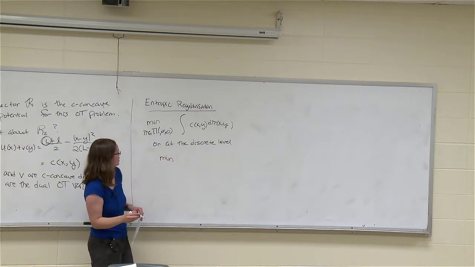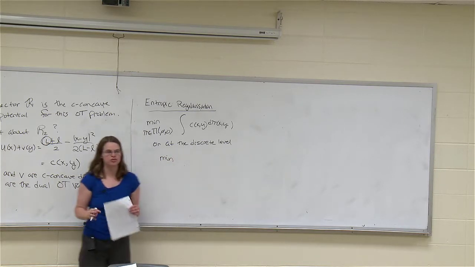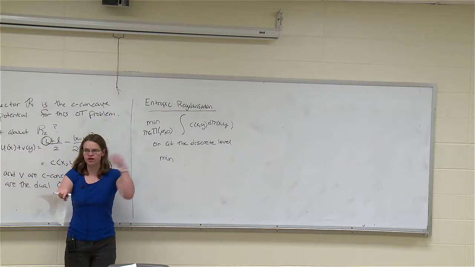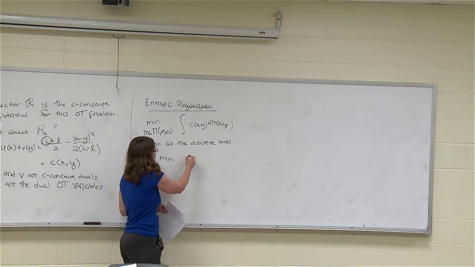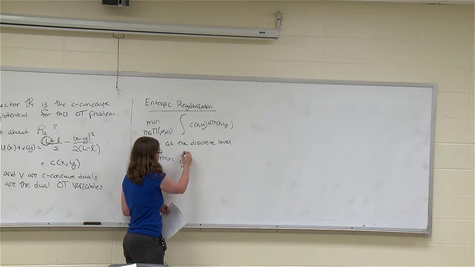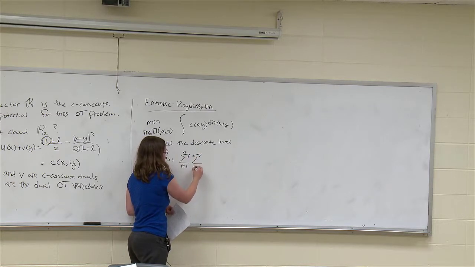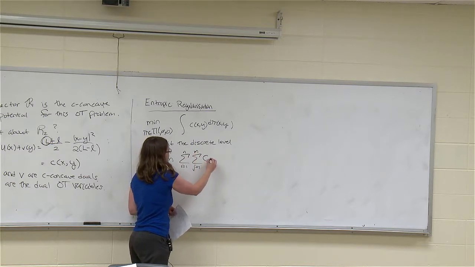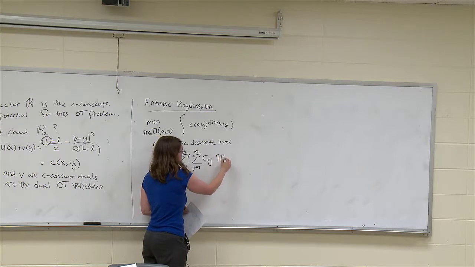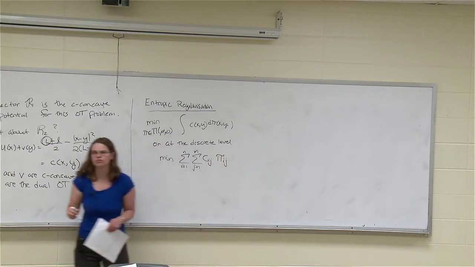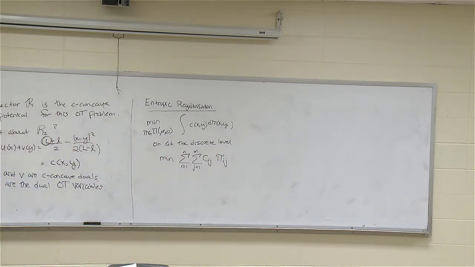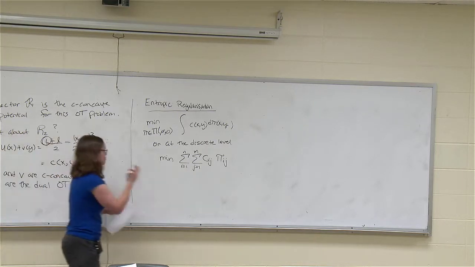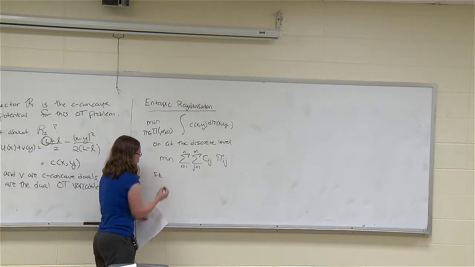Okay, so now we're going to minimize. We're going to add up our cost of moving from any x_i to y_j. So we need to sum over all the i's and all the j's of C_ij, and then our transport plan that now tells us how much mass gets moved from x_i to y_j. And we have constraints. Right? So what are our constraints?